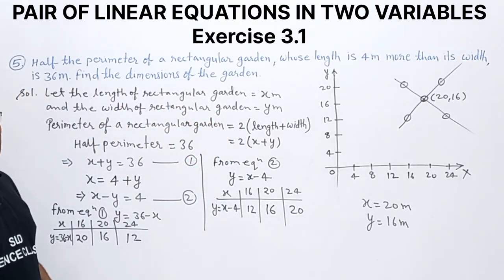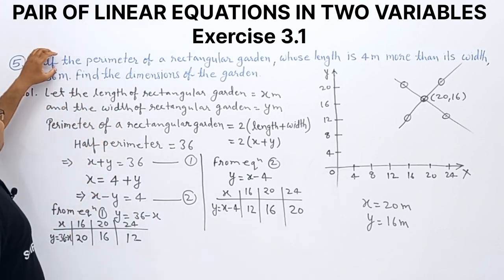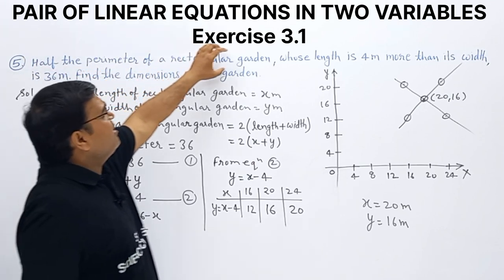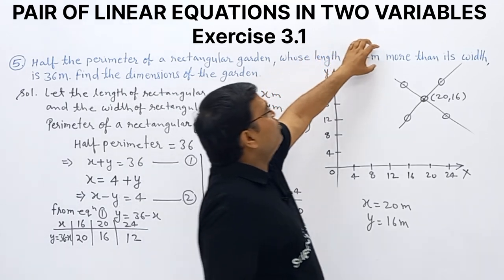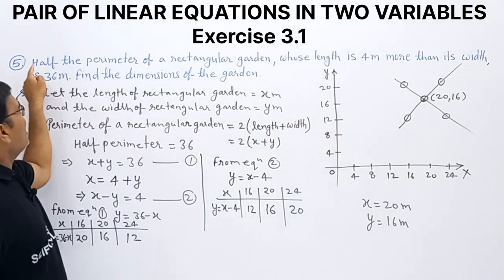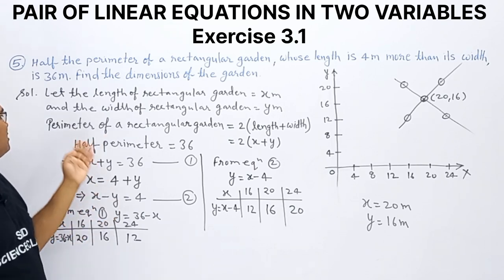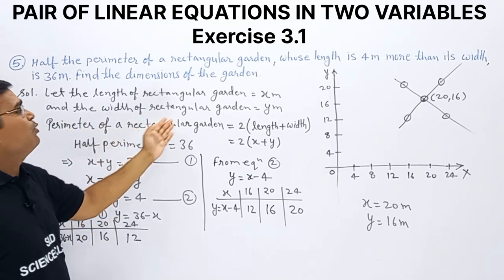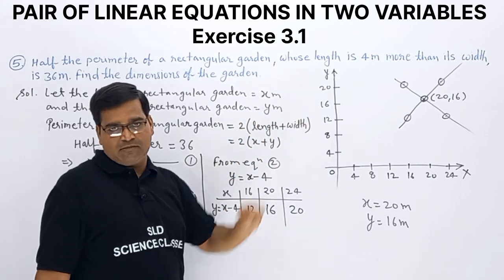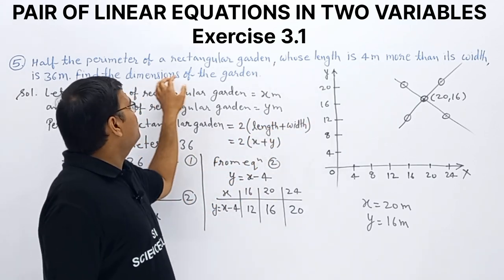Again observe, a simple question. In the question we have: half the perimeter of a rectangular garden whose length is 4 meters more than its width is 36 meters. It means half of the perimeter. So first we should know the perimeter. The perimeter of the rectangle is 2 times length plus width. 2 times length plus width. So we want the dimensions.